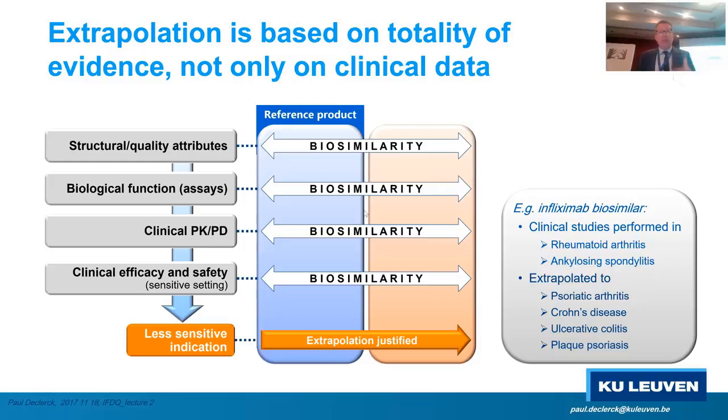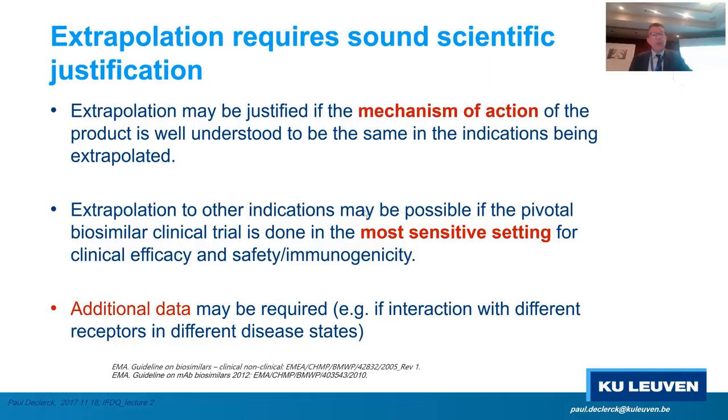And when all these requirements are fulfilled, one may decide that indeed these data point towards an efficacy that we can expect in other indications. But you need to justify this reasoning. It's not sufficient to do clinical studies in one indication and then say, okay, we will ask for approval for all the rest. There are quite some requirements.